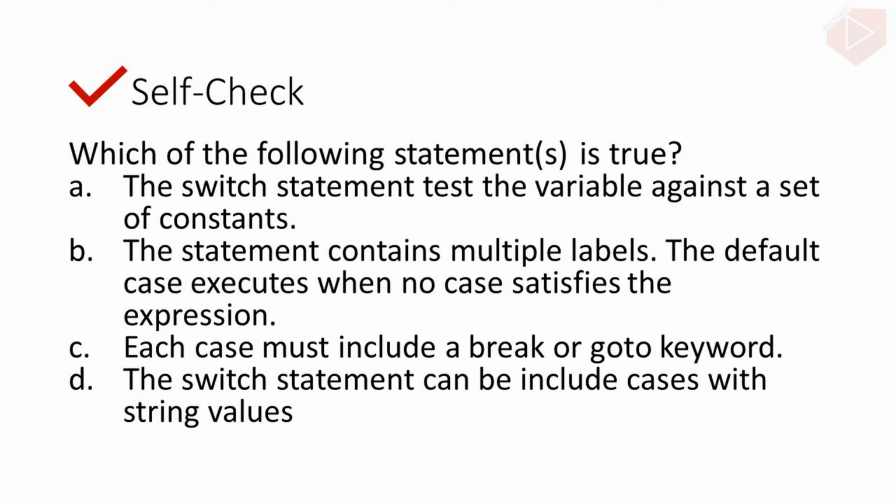For our self-check, which of the following statements is true? A. The switch statement tests the variable against a set of constants. B. The statement contains multiple labels. The default case executes when no case satisfies the expression. C. Each case must include a break or goto keyword. And D. The switch statement can include cases with string values.